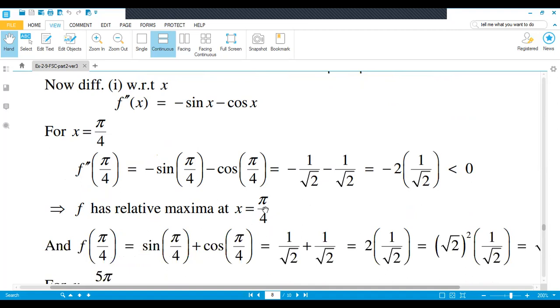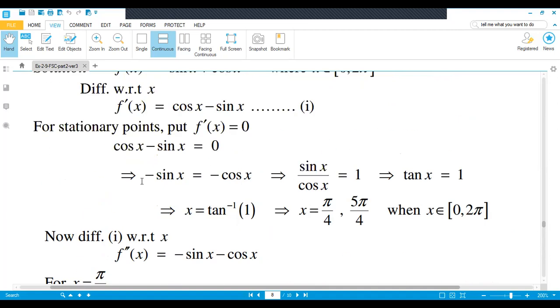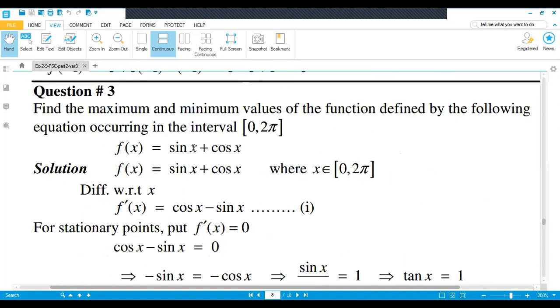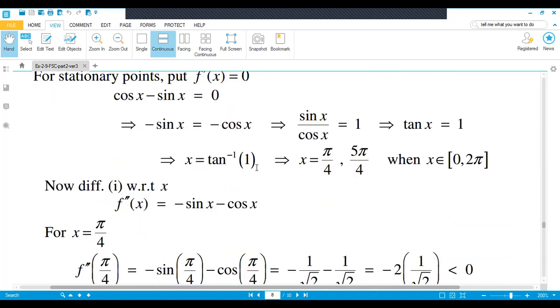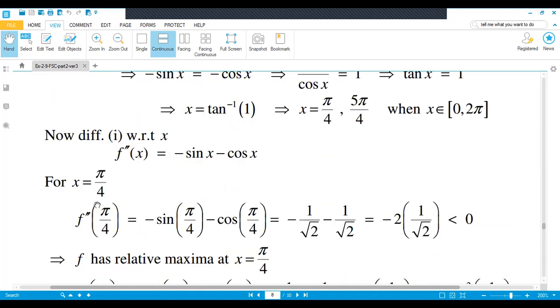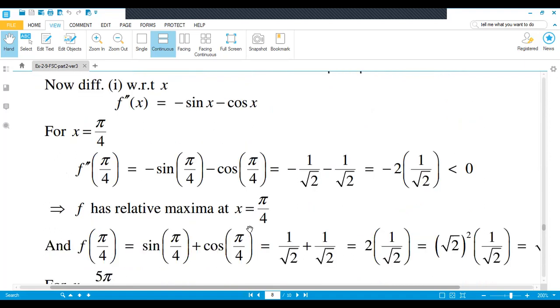Now you put this pi by 4 in the original equation. In this equation, f of x equal to sin x cos x, you have to put pi by 4. So minus sine pi by 4 minus cos pi by 4. So you get minus 1 over under root 2 minus 1 over under root 2. So we get minus 2 into 1 over under root 2, less than 0. So that means the function is relative maximum.